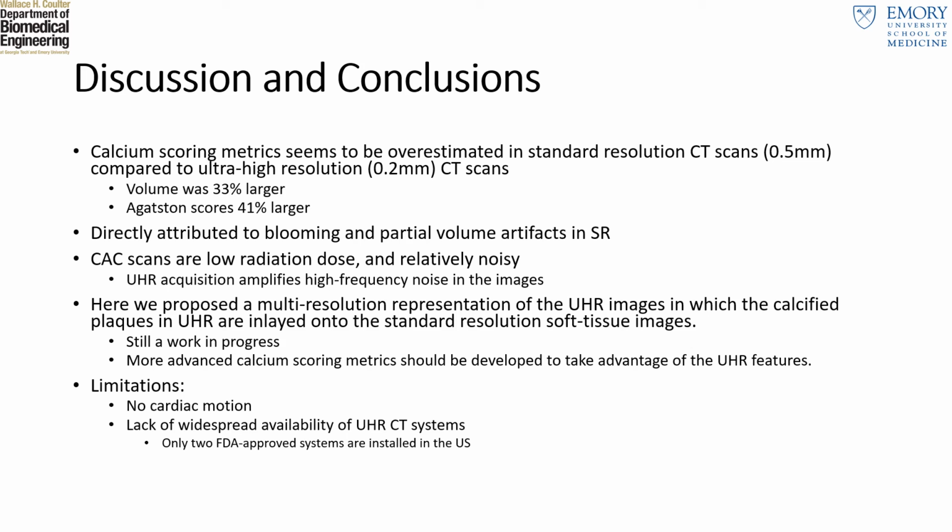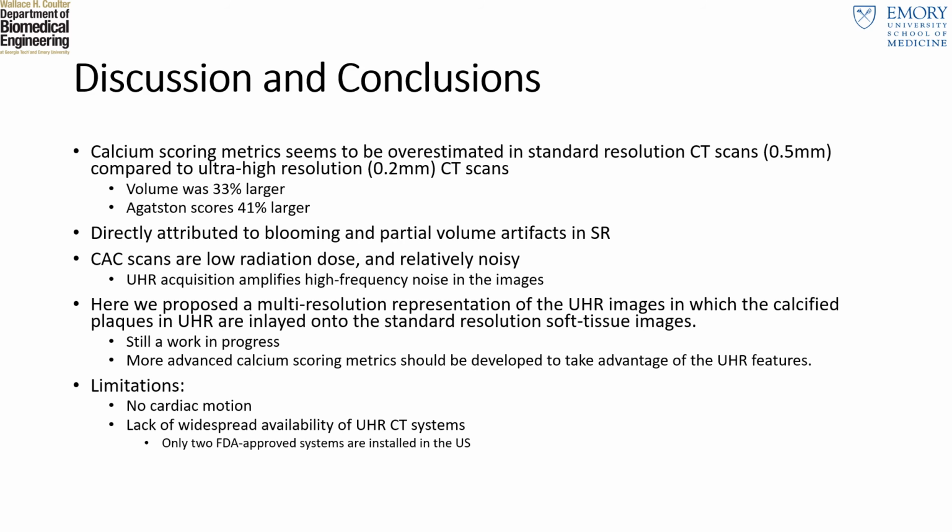So calcium scoring metrics seem to be overestimated in standard resolution CT scans compared to ultra-high resolution CT scans. This is seen in that the volume was 33% larger and the Agatston scores were 41% larger. This trend is directly attributed to the blooming and partial volume artifacts found in the SR images. CAC scans are low radiation dose and relatively noisy. This then causes the UHR acquisition to amplify high-frequency noise in the images.